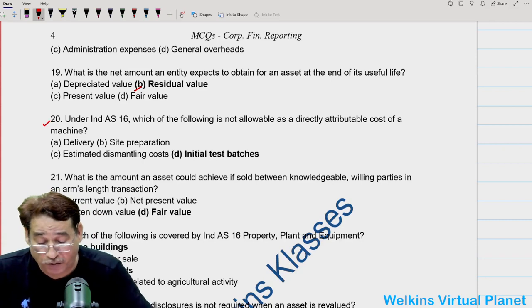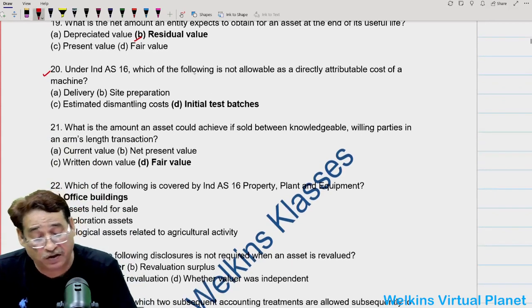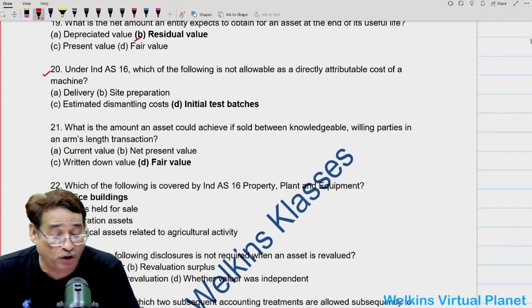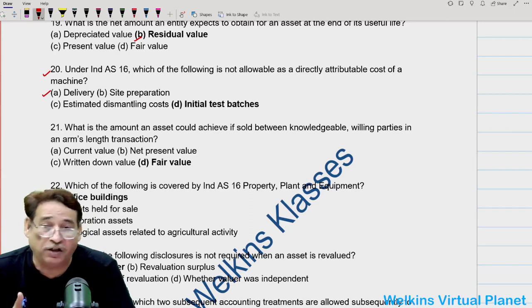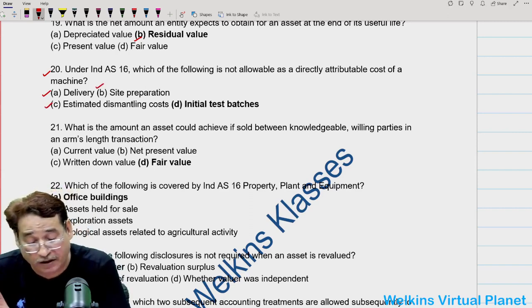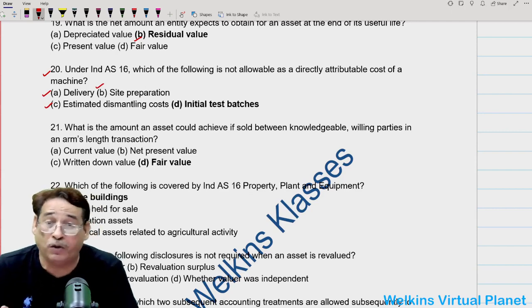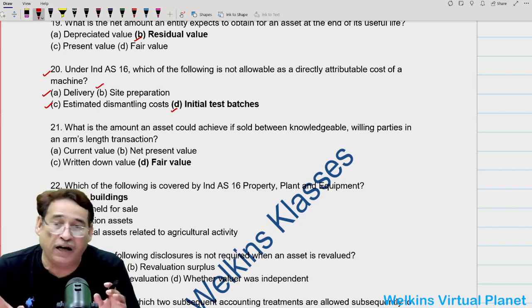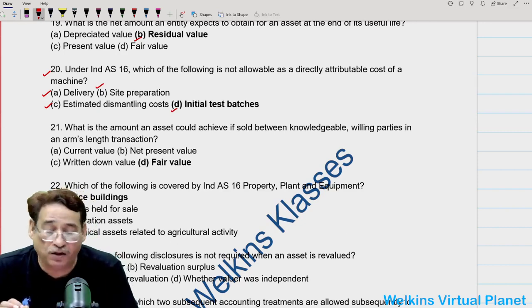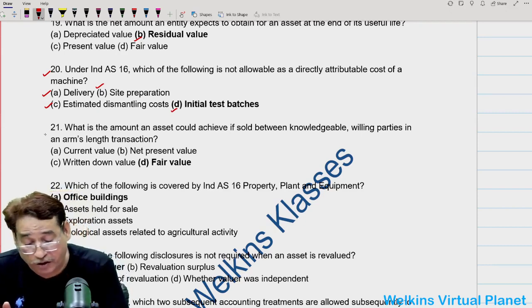As far as question number 20 is concerned, under Ind AS 16, which of the following is not allowable as a directly attributable cost of the machine? We know that when we purchase a machine, the delivery expenses are added, site preparation expenses are also added, and estimated dismantling costs are also added. However, initial test costs are not added, correct? So initial test batches or initial test cost will be your answer to this question.